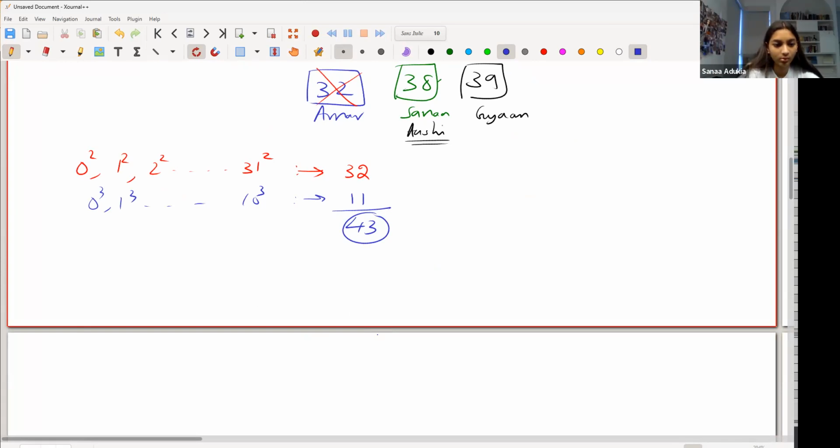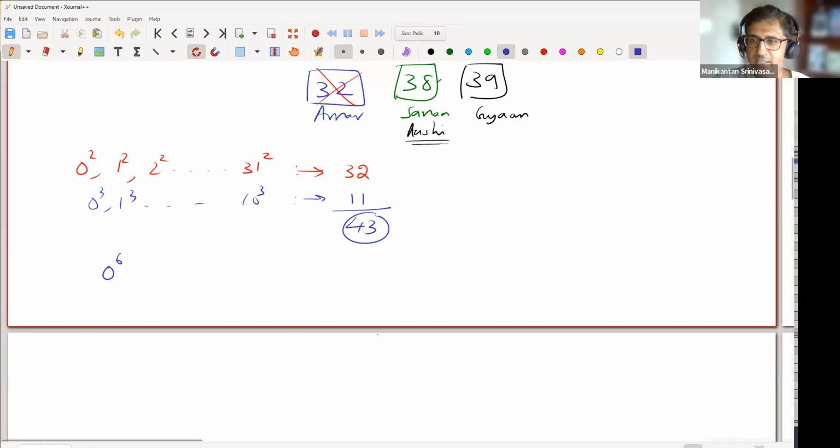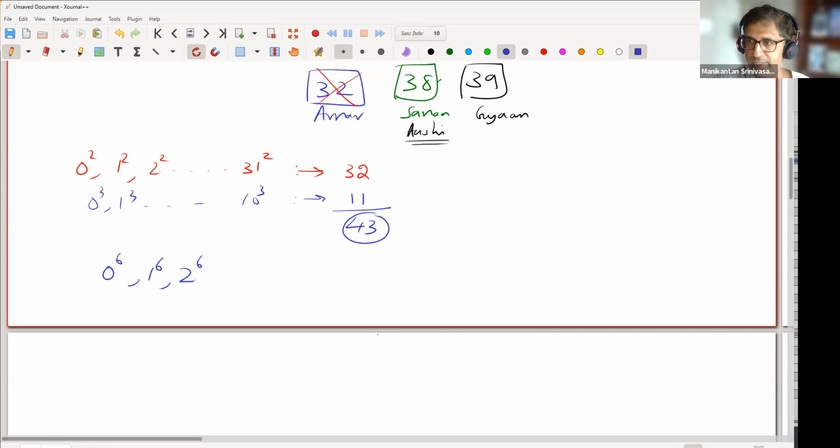Which means if something is both a perfect square and a perfect cube, it must be a 6th power. So 0 power 6 is 0, 1 power 6 is 1, 2 power 6, which is 64, which is why it's both a perfect square and a perfect cube, right? 3 power 6, which is 729.